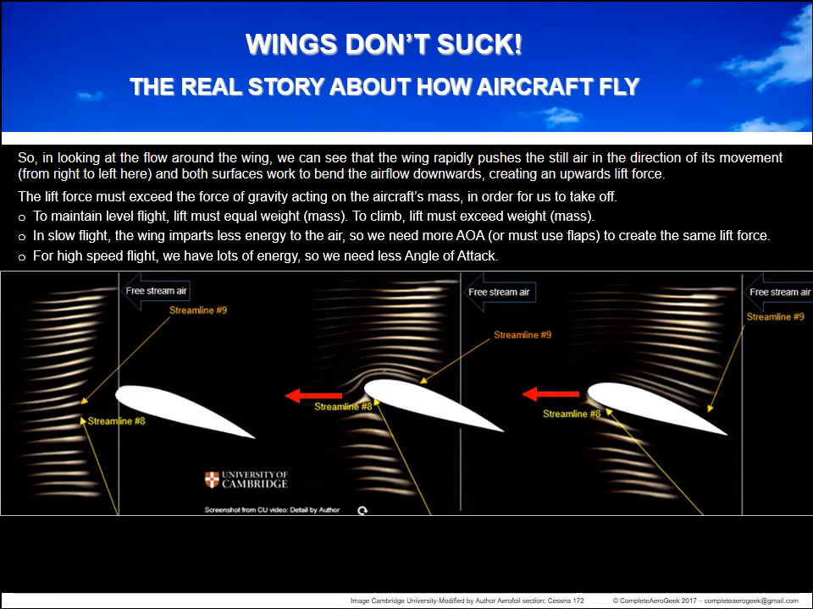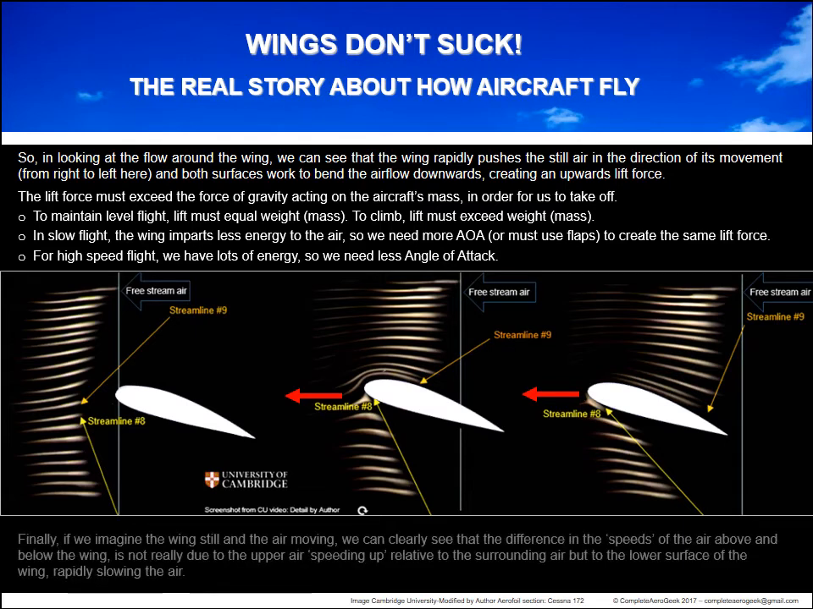In slow flight, the wing imparts less energy to the air, so we need more angle of attack, or must use flaps, to create the same lift force. For high-speed flight, we have lots of energy, so we need less angle of attack. Finally, if we imagine the wing still, and the air moving, we can clearly see that the difference in the speeds of the air above and below the wing is not really due to the upper air speeding up, relative to the surrounding air, but to the lower surface of the wing, rapidly slowing the air.